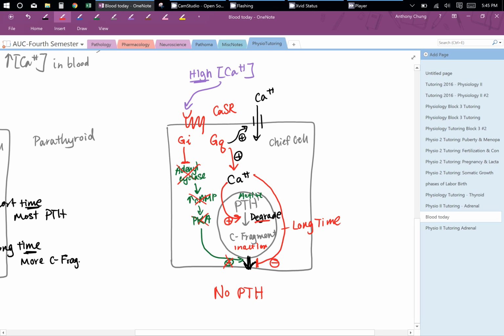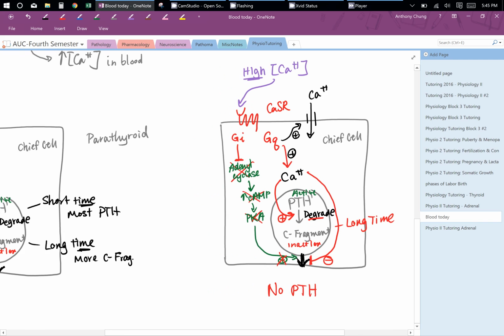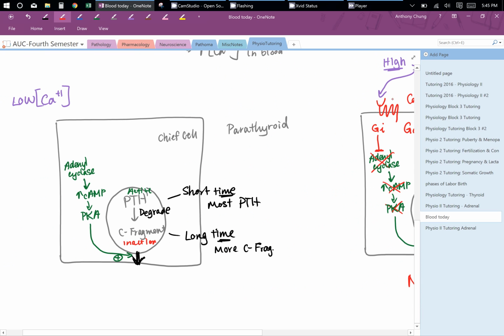The only time you're going to see a significant amount of PTH, so I'm going to scroll over to the other side, is going to be the low calcium situation, because you don't have this calcium sensitive receptor being stimulated, and you're going to have lots of PTH.